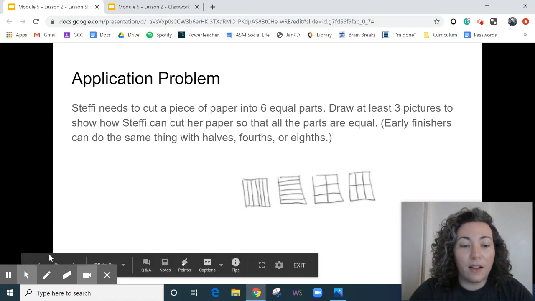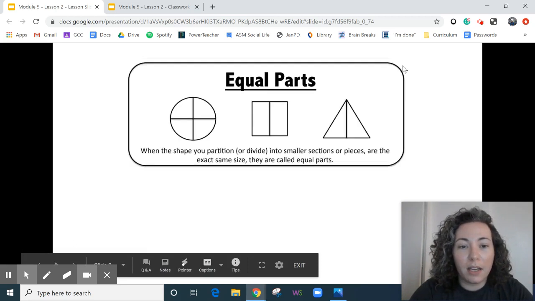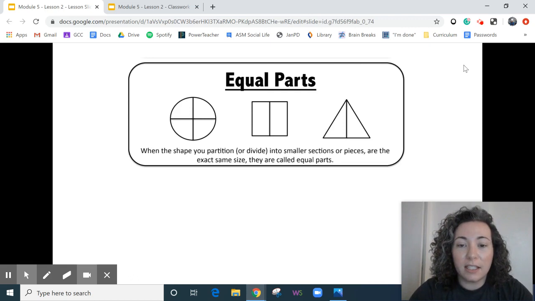So as a reminder, equal parts are when the shape you partition or divide into smaller sections or pieces are the exact same size. They're called equal parts. Another way to think about this is if you're dividing something to eat, is it fair for everyone? So think about equal parts means a fair share.